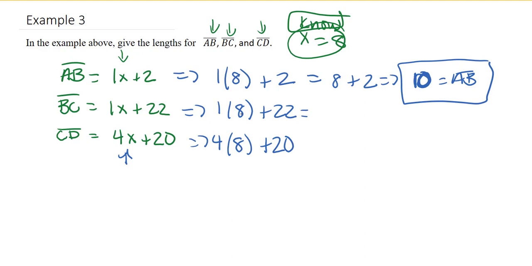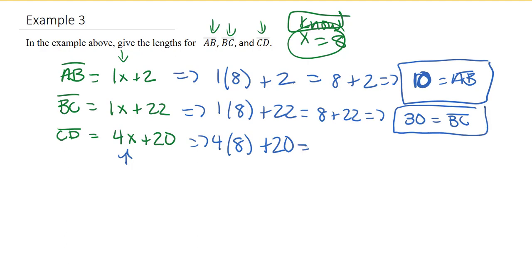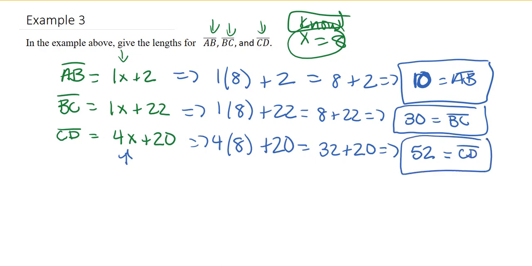Let's do the next one. So 1 times 8 is 8 plus 22. So that would be equal to 30. And that would be our segment BC. Now we have 4 times 8. So that's 32. And then we're going to add 20. So 32 plus 20, that would be 52. And that is equal to CD. And this is all in feet.